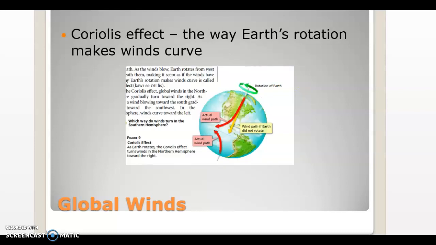Okay, Earth's rotation helps the winds to curve, because obviously they want to blow straight, but because Earth is rotating and it's circular, it causes the winds to curve, and we call this the Coriolis effect. So the actual wind path is different than the wind would be if the Earth did not rotate. The Coriolis effect causes those winds to not go straight. It causes them to curve, and that's because the Earth is round, so the winds curve as they go around the Earth.